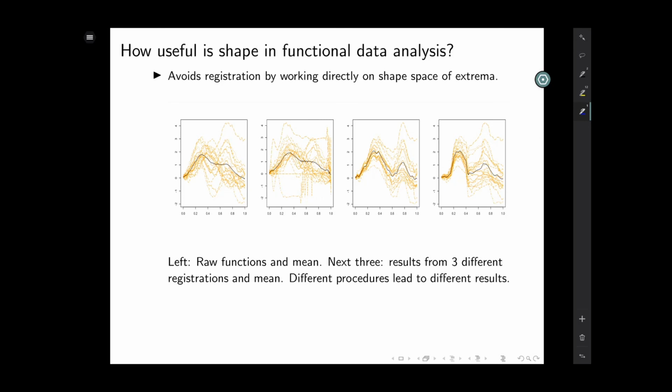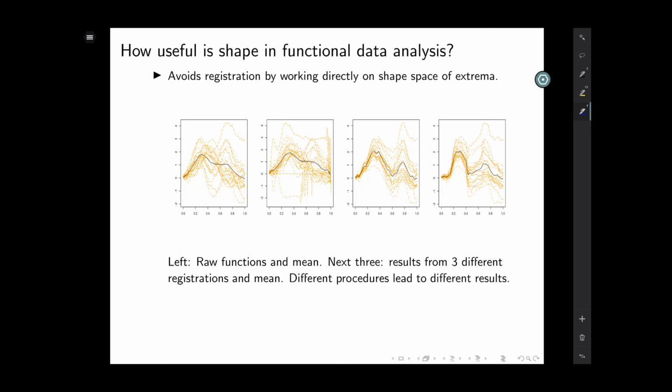So here's a simulated example where on the left, all the orange curves are raw functions, and the black one is a pointwise mean. Okay. And the next three arise from applying a registration procedure on these functions using three different registration methods. And then taking the corresponding pointwise mean once I've aligned and registered all the peaks and the valleys. So you can see that the results are quite different depending on which registration procedure one uses.